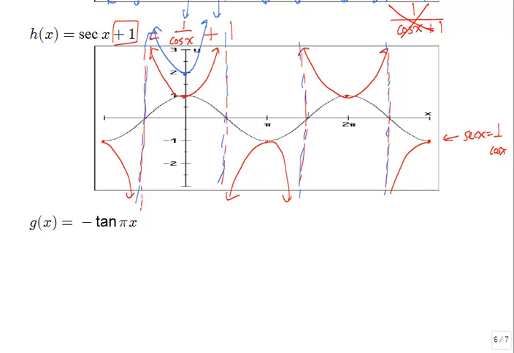This is at a height of negative 1. When I shift that up 1, now it's going to go through 0. So it would look like this. This shifts up 1, so now my U is up a little bit higher. This shifts up 1, so my U is up higher, and so on. So the graph in blue is secant of x plus 1.